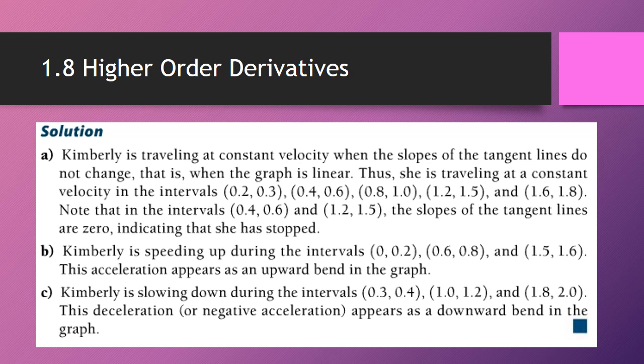Her velocity is stopped. Kimberly is speeding up during intervals 0 to 0.2, 0.6 to 0.8, 1.5 to 1.6. It's an upward bend in the graph. And then you have the intervals there where she's slowing down, which is a downward bend in the graph.